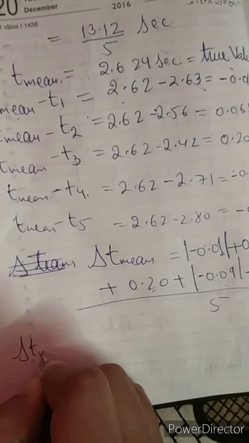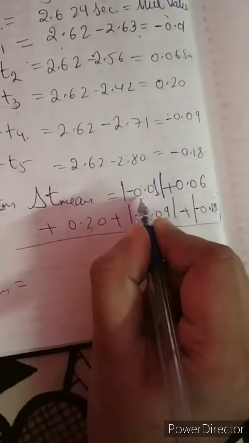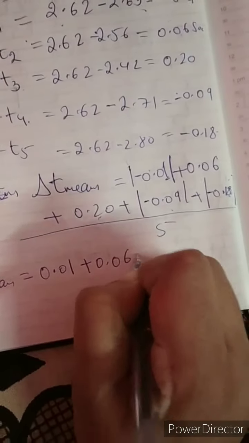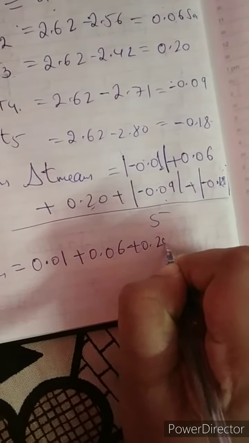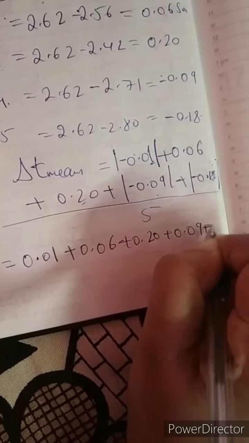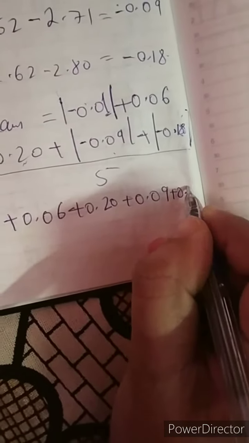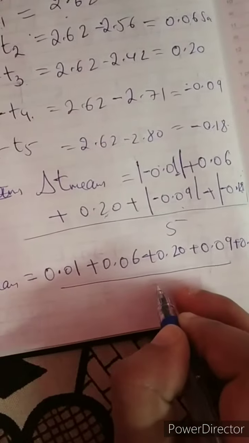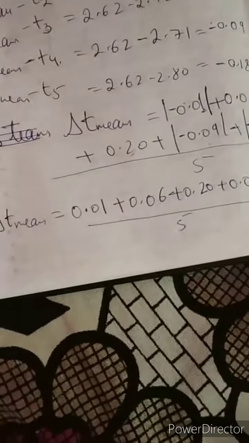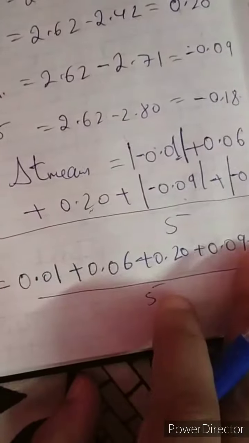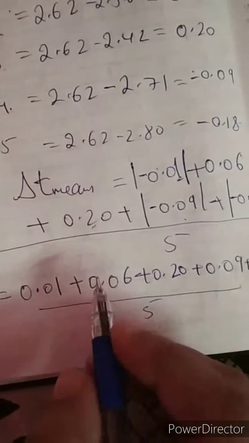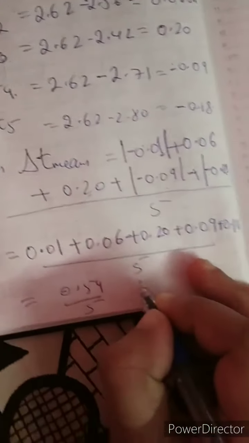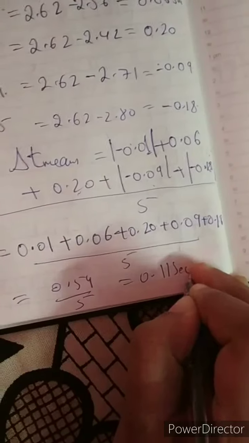So delta of T mean is equal to, since this is mod, 0.01 plus 0.06 plus 0.20 plus 0.09 plus 0.18, and you have to divide it by 5. I am just doing this with my calculator. So my value would be 0.54 divided by 5, which is equal to 0.11 seconds.